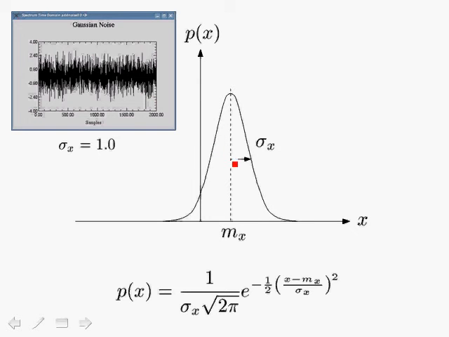A Gaussian random variable can have a mean value m of x. In our case, it's equal to 0, and it has a standard deviation, sigma of x, shown here. The normal distribution is shown by this expression over here. So we have p of x is equal to the following expression. Notice that we have included the mean value, and sigma x squared is the variance. This is the famous equation for a normal distribution.